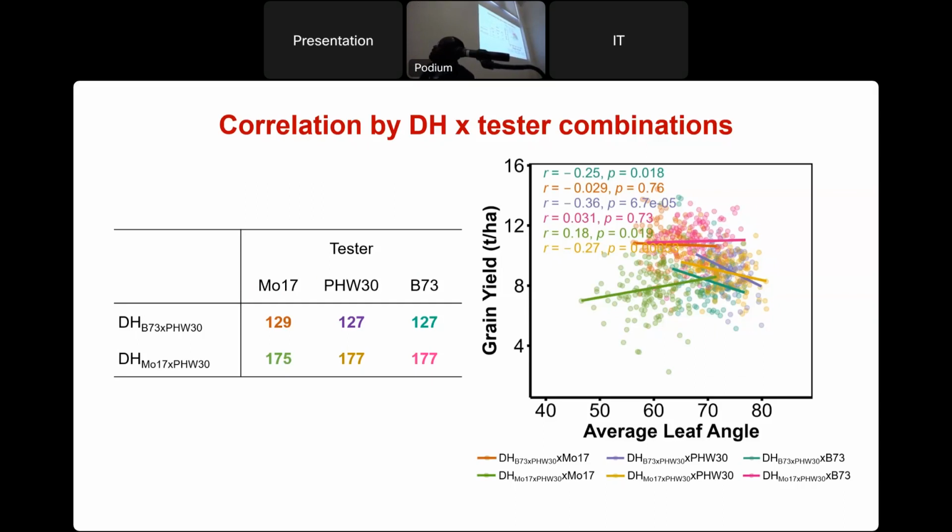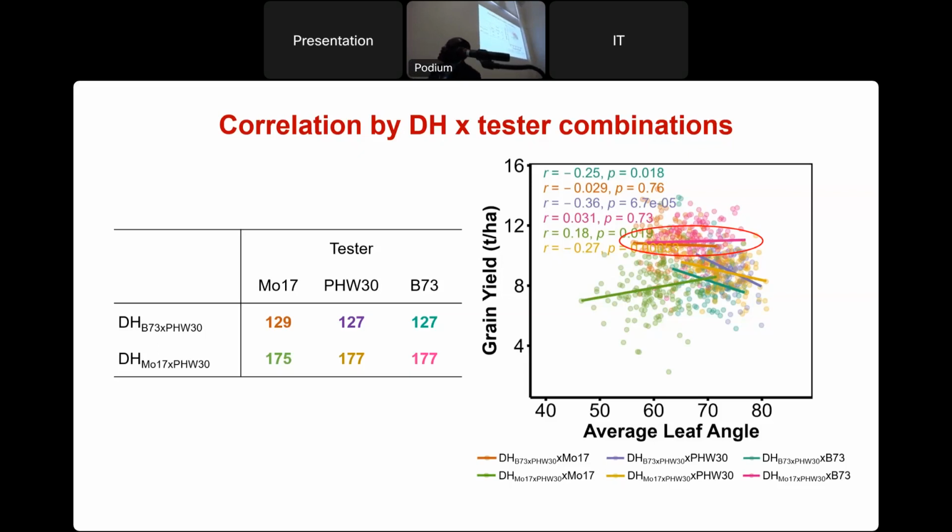Now, there are two other combinations that are very interesting. The first one is here on the left, where we have the DH with the B73 background crossed to Mo17, and we know these are two different heterotic groups. And then the second one is this one in the lower corner, where we have the Mo17 DH background crossed to B73, two different heterotic groups again. For those, we can see they have a higher yield, but there is no correlation between grain yield and leaf angle for those two combinations.